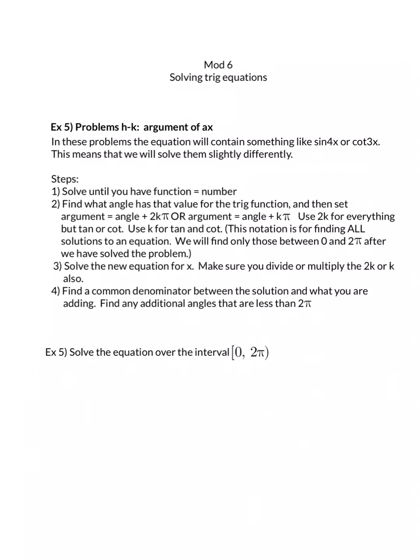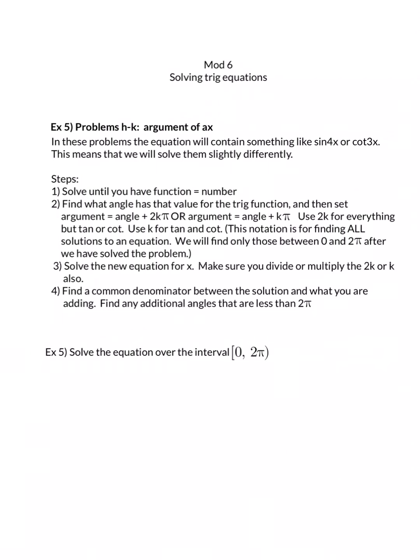Then you will find what angle has that value for whichever trig function. Then you're going to set that argument, the 4x or the 3x, whatever your AX is, equal to your angle measure. And you're going to then add plus 2k pi or plus k pi. What this does is allow for every possible angle that would meet that requirement.